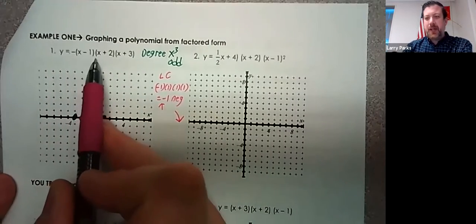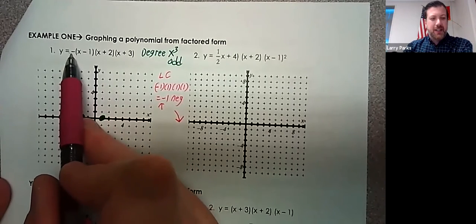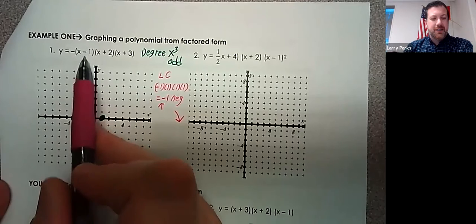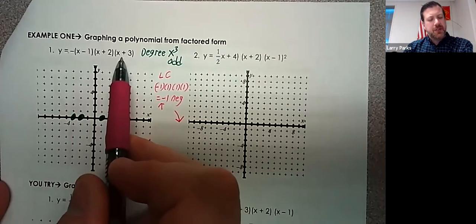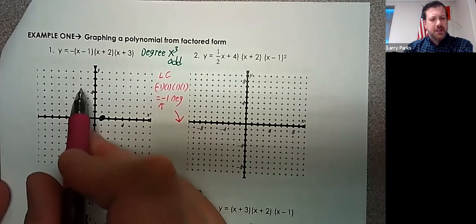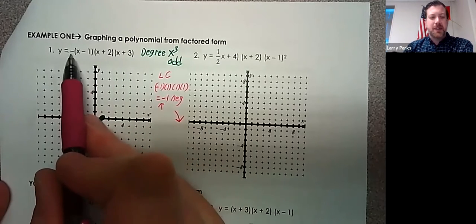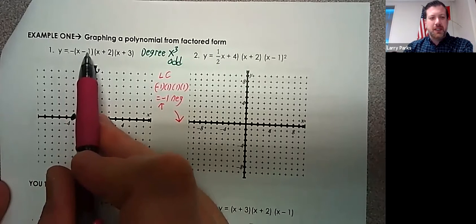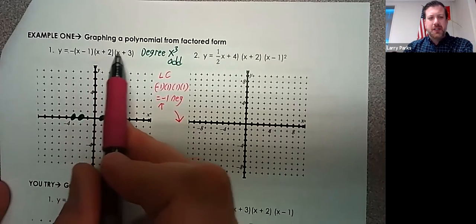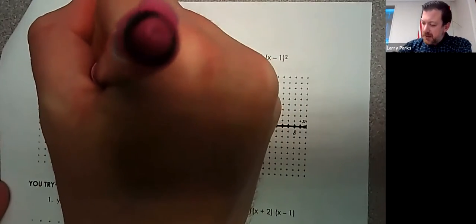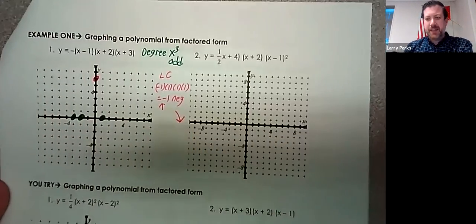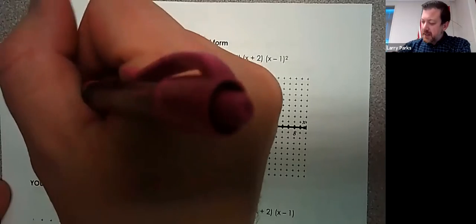But if you wanted to get the y-intercept, you would just take negative times negative 1 times 2 times 3. Oh, that's right. So that'd be negative times negative 1 is 1, times 2 is 2, times 3 is 6. So if you wanted the y-intercept, it's going to come up here. You don't really need that for me. So it's going to start up here somewhere.